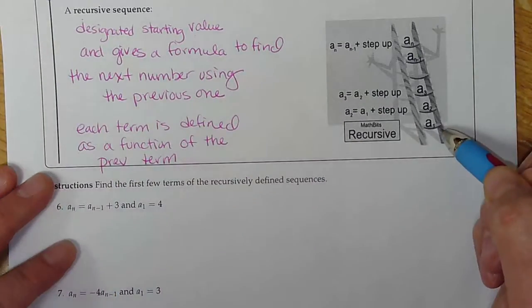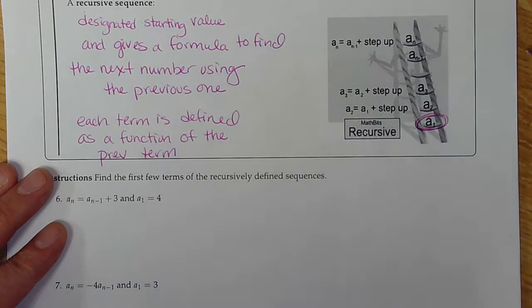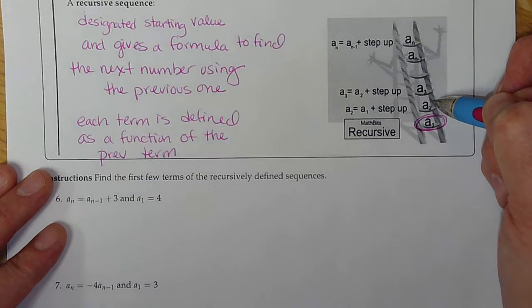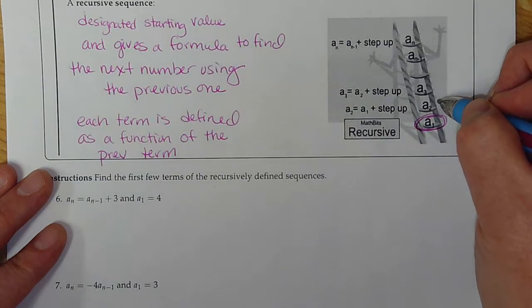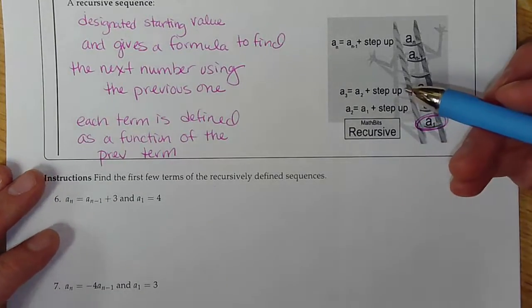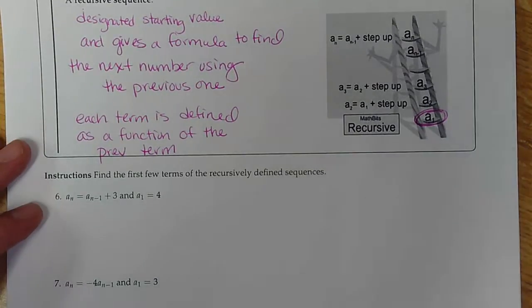If we look at this picture of the ladder, you're given a starting value like A1, and then you're going to use the formula and A1 to find A2. To get A3, you're going to use A2 and the formula. And you can continue doing that to get all of the values you're interested in. So let's look at an example of this.